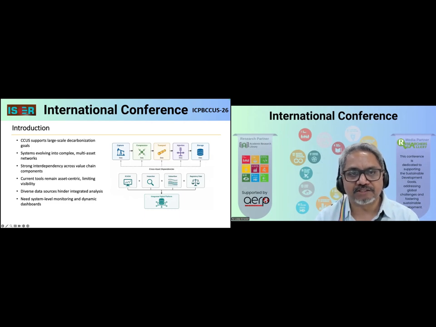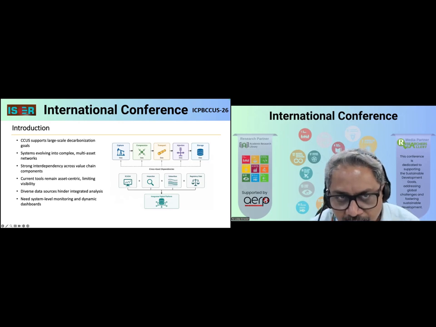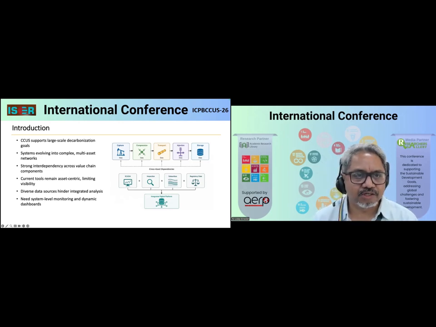Overall, as CCUS scales, right, I mean, you'll see that there are different elements or different systems in the entire system. Typically, if you'll see capture, compression, transport, injection, and storage, and these systems are evolving from standalone facilities, but they are highly interdependent, right? So let's say changes in one system can actually impact or are really dependent on other parts of the connected systems. At the same time, CCUS also generates diverse data, right?